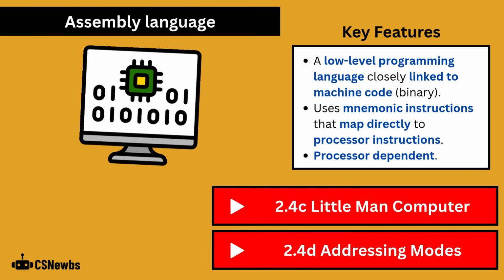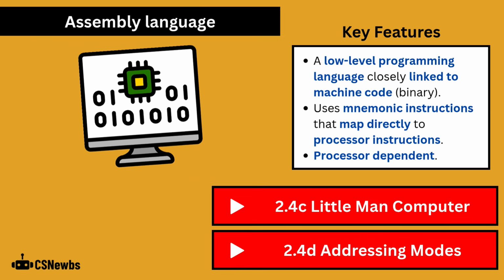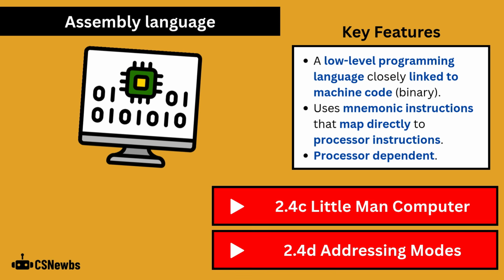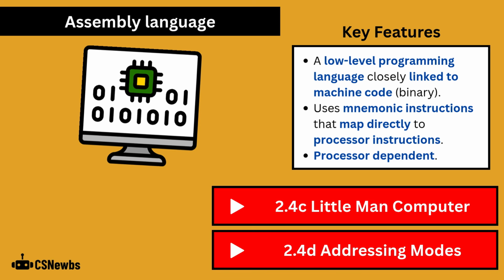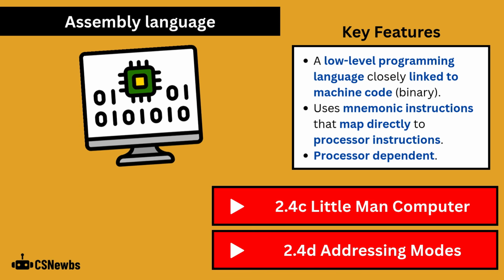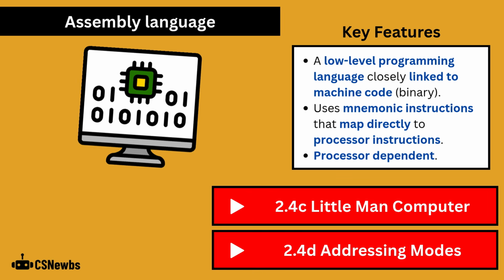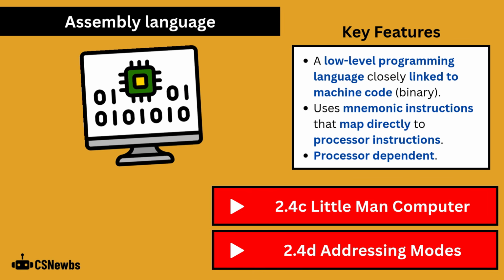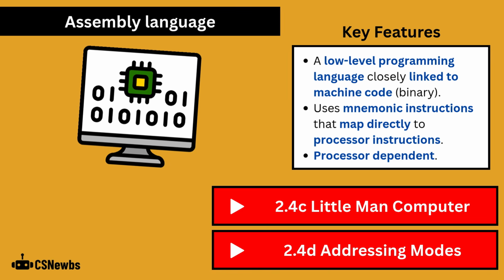Procedural and OOP are the two key programming paradigms, and while low-level language, such as assembly language, is not strictly a paradigm in reality, you do need to be able to understand and code a simplified form of assembly language called Little Man Computer, which we'll look at in the 2.4c video. You also need to understand overall what assembly language is and its benefits and disadvantages.